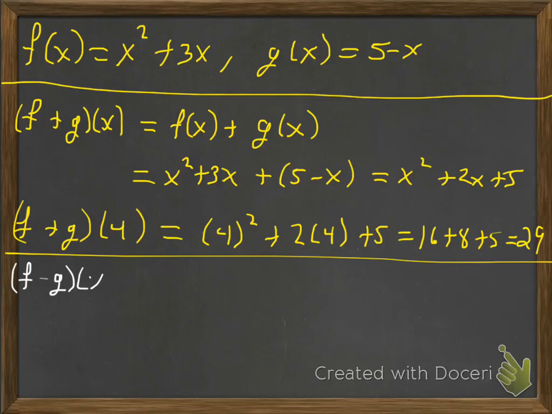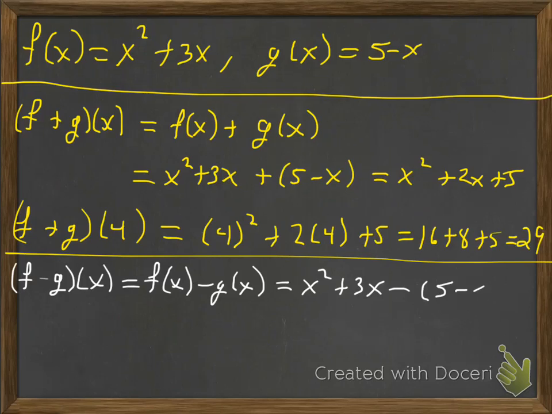If I want to find f minus g of x, that is f of x minus g of x. And here the parentheses are important about the function we're subtracting. So we have x squared plus 3x minus 5 minus x. So we get x squared, and we'll have plus 4x, because when I distribute that minus sign to the x, I'll have minus x, which turns into a plus x, so 3x plus x is 4x, and distribute that minus sign to the 5, and we'll have minus 5.